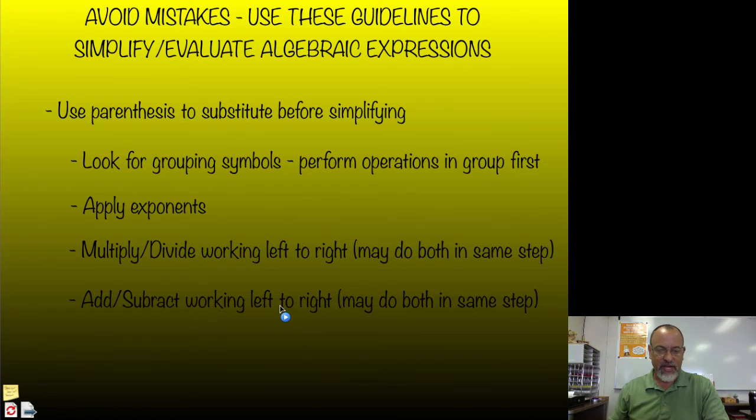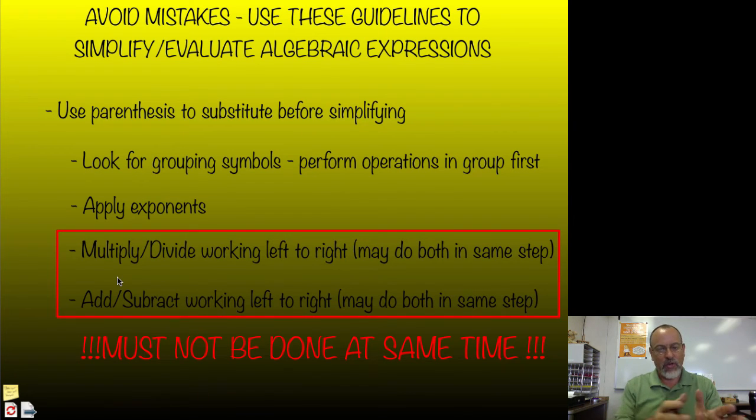The only thing that you cannot do is multiply and divide and add and subtract at the same time. So you're going to need to go through, multiply and divide everything that you can, then go back and add and subtract everything that's left over.